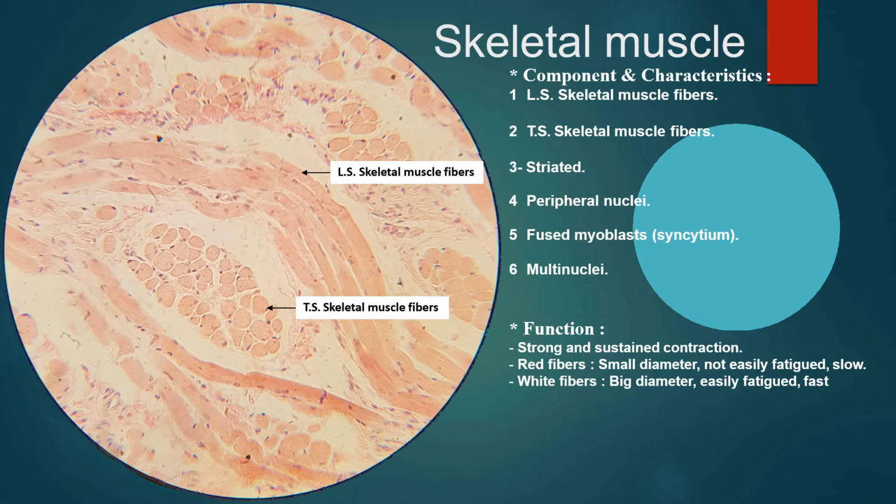Sarco means flesh, lemma means layer. It is strong and it has a strong and sustained contraction. It contains the red fibers, which are smaller in diameter but not easily fatigued, and it also contains white fibers. These are big in diameter and easily fatigued.